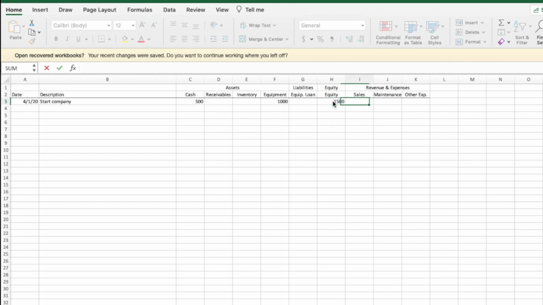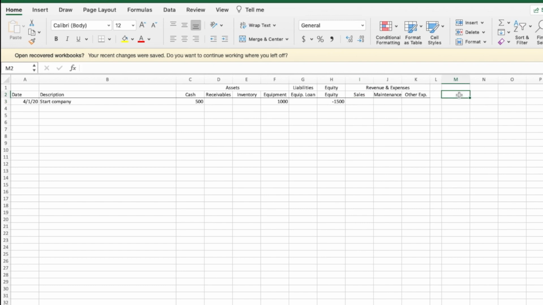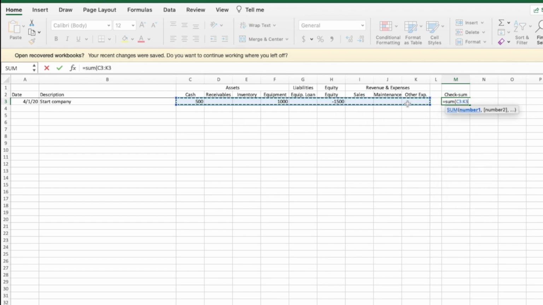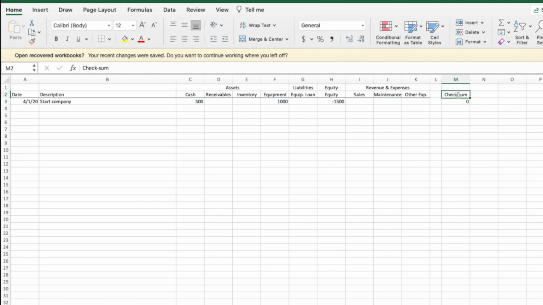Now, if you know debits and credits, all the credits are going to be negative numbers. That's why equity is a negative number. And that way, I can sum across and make sure everything balances. So if you don't know debits and credits, essentially think about it. Assets are going to increase with a positive number, and anything that's the other side, if you're decreasing an asset, it's going to be a negative number. If you're increasing a liability or equity, that's going to be a negative number.